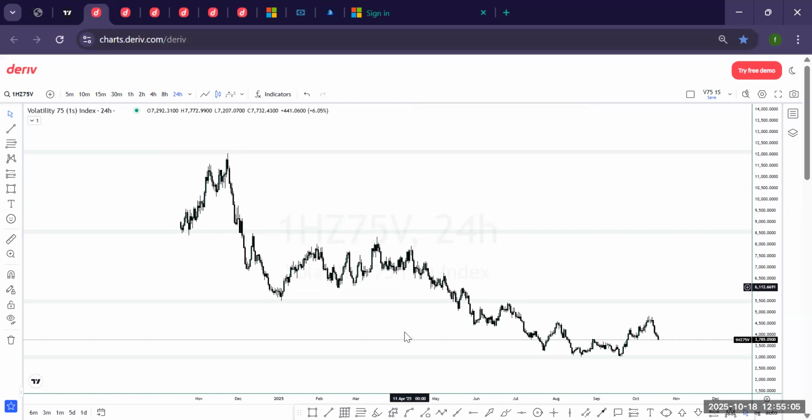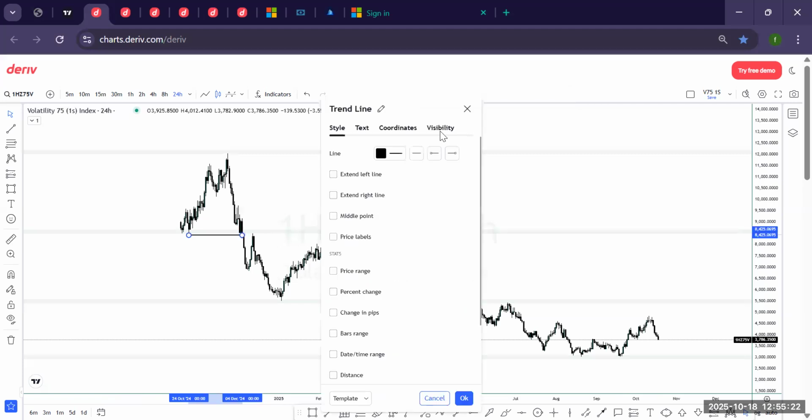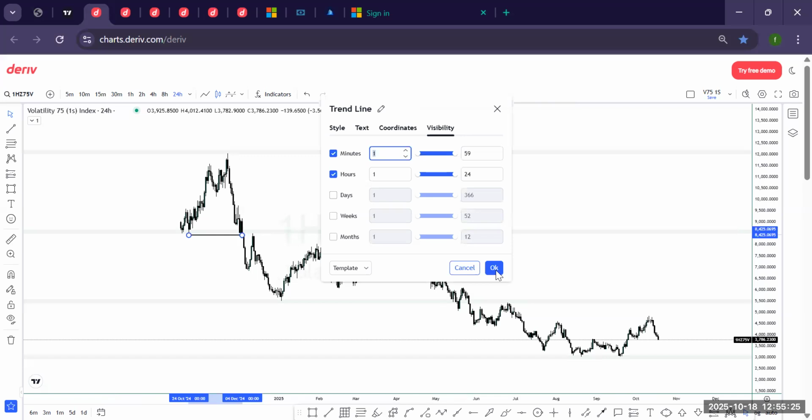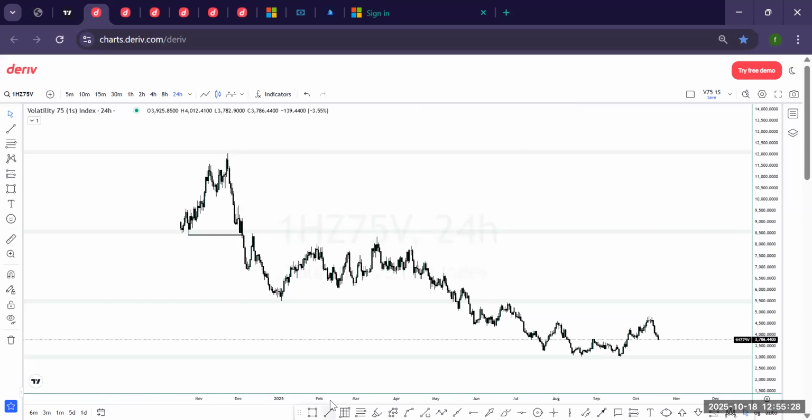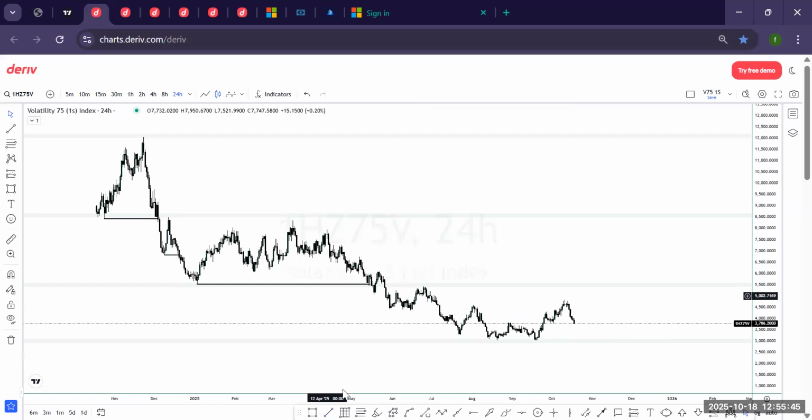So now that we've done this, let's mark out our structure. We have a break of structure here. So I'm going to make this 2 pixel. Let me now tap it. I don't want it to show on all time frames. Okay, let me just make this show on all time frames. Then I have a break of structure here. I have another break of structure here. We have a break of structure here. This is a downward trend.